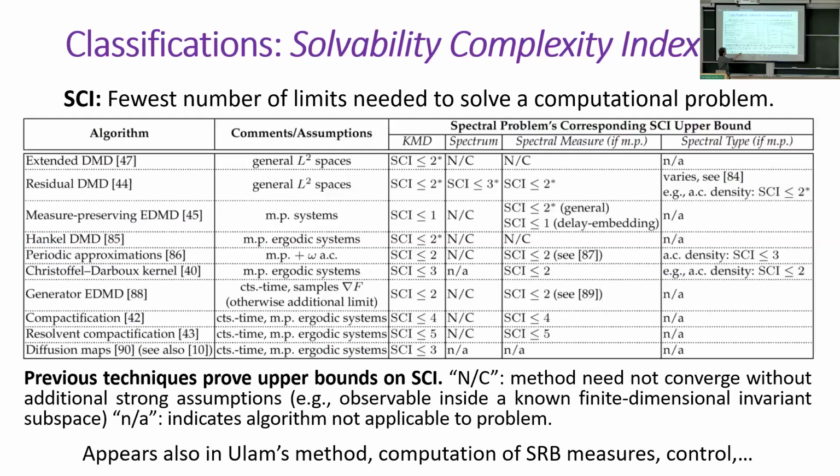Okay, and you can see that the upper bounds vary a lot. So for example, here we've got something that's 5, right? It's a very large number of limits that you have to juggle. Okay, this also appears in Ulam's method for transfer operators. Computation of SRB measures. So there you might have, say, a third limit as well as data and dictionary corresponding to smoothing. Okay, so there's a lot of methods that do that kind of thing. It also appears in control. So it's everywhere, this multiple limit phenomenon.